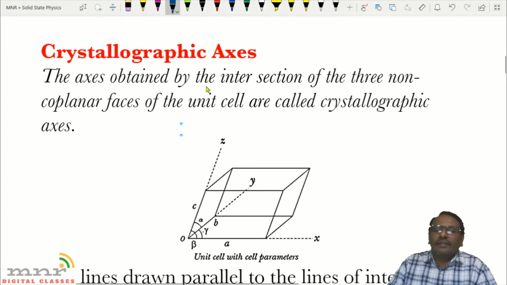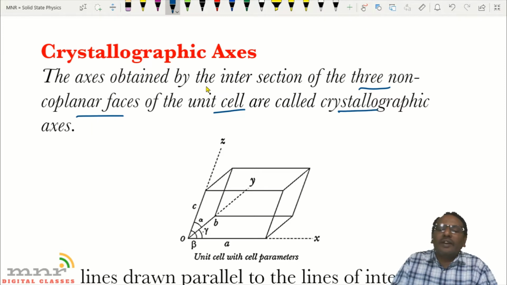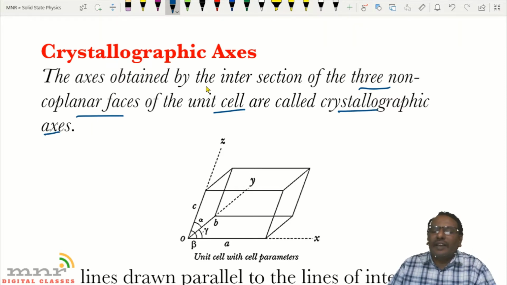Crystallographic axis. The axes obtained by the intersection of three non-coplanar faces of the unit cell are called the crystallographic axes. If you consider any unit cell and its three non-coplanar faces, we get the crystallographic axes. In the figure, the first axis is along OX, the second axis is along OY, and the third axis is OZ.